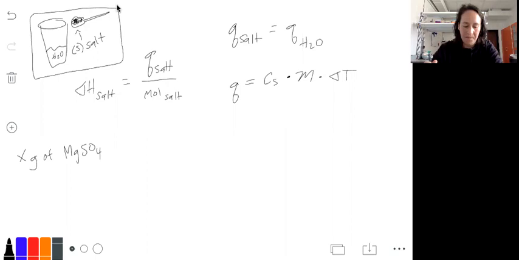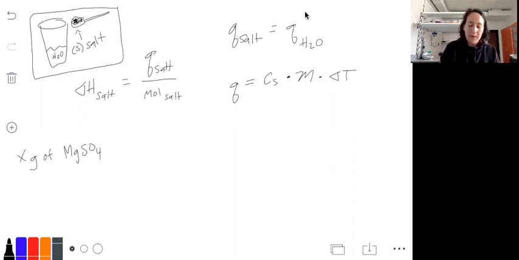Remember, endothermic is absorbing heat, so if dissolving the salt had to absorb heat, you should see the temperature of the water decrease. Because the salt is stealing heat from the water molecules, essentially slowing them down a little bit. If the salt dissolving was an exothermic process, so if that released heat into the system, then you would see the temperature of the water increase.